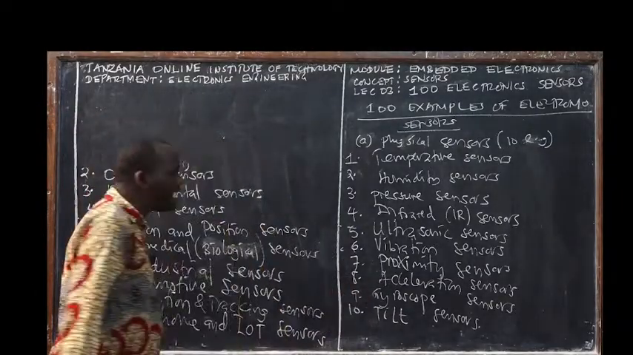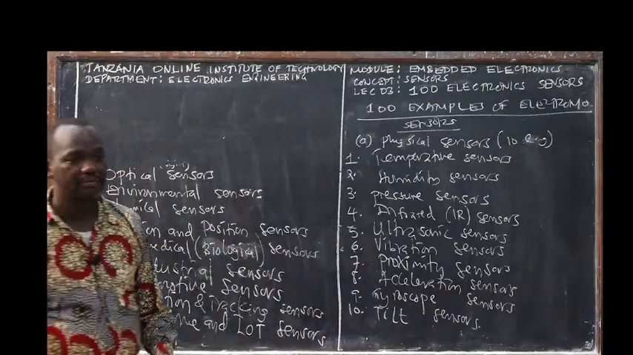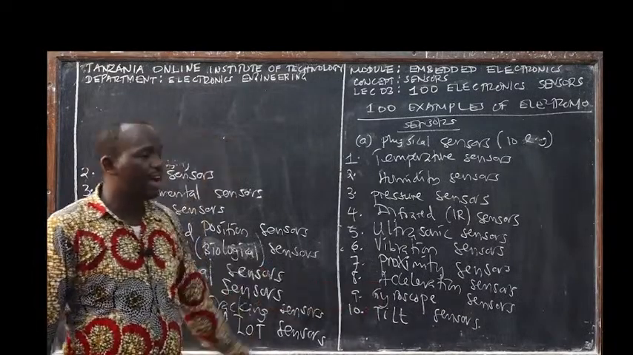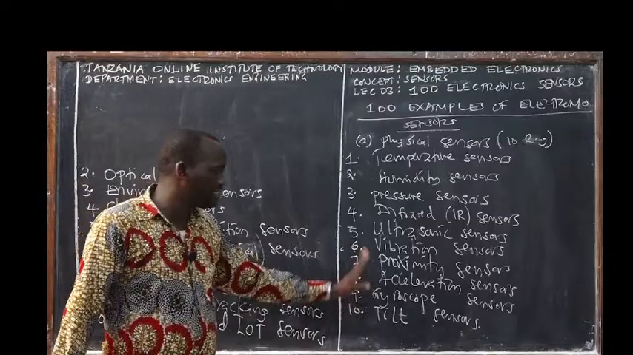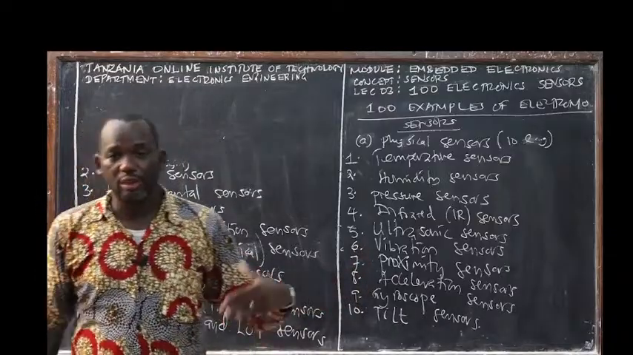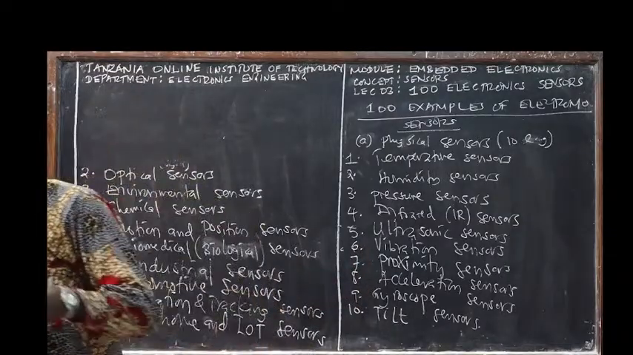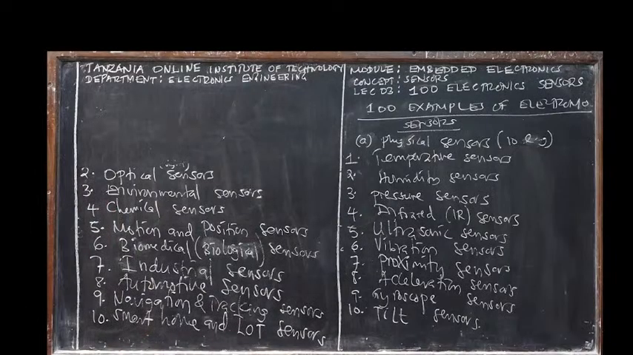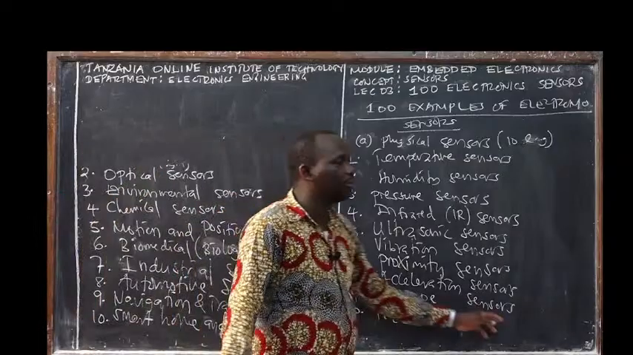Then the next one, acceleration sensor. Say acceleration sensor. Acceleration sensor mfano ni accelerometer au kwamba ni sensor kwa ajili ya motion. Si ndio? Do you remember about acceleration? Acceleration is the rate of change of velocity.